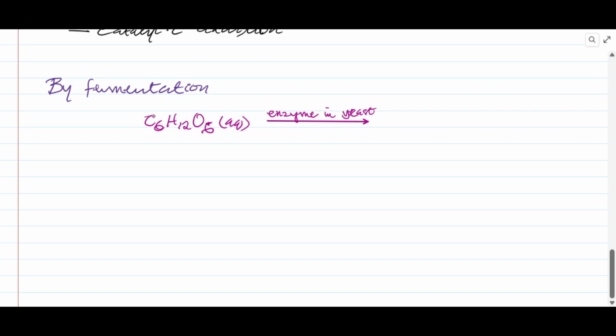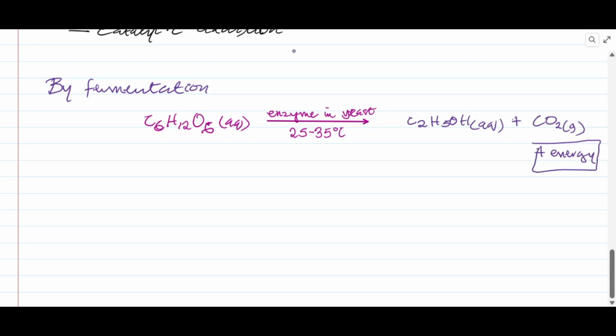And then the temperature of the reaction has to be mentioned, which is between 25 and 35 degrees centigrade. Of course, we are making ethanol, so one of our products is going to be ethanol, C2H5OH, which is also in aqueous form. And the other product is carbon dioxide, CO2, which is in gaseous form. This reaction also generates energy. So this is the equation for making ethanol by fermentation. You can see that the reaction generates energy just like the one above. So this is an exothermic reaction as well.